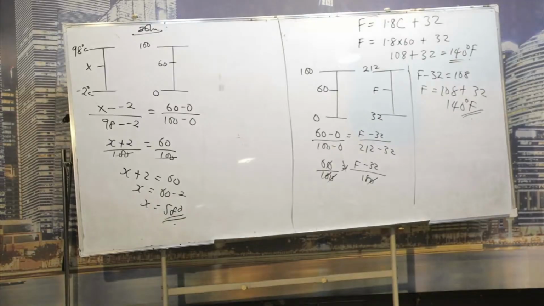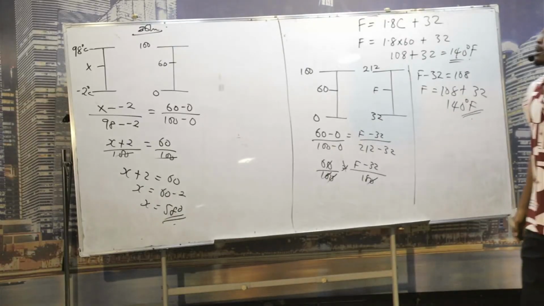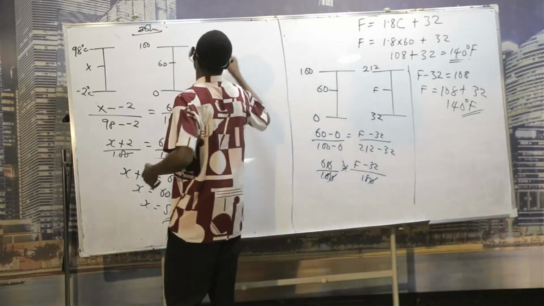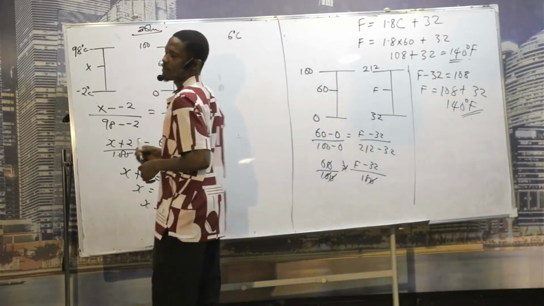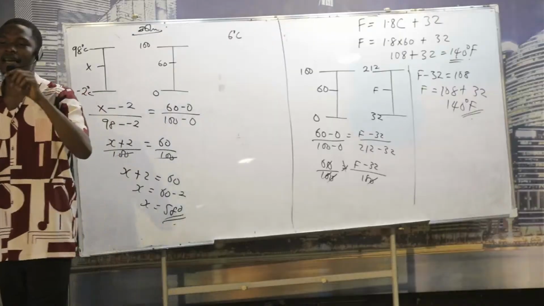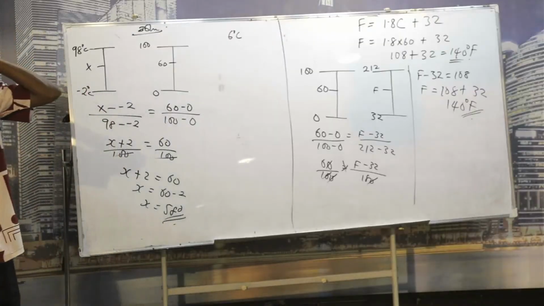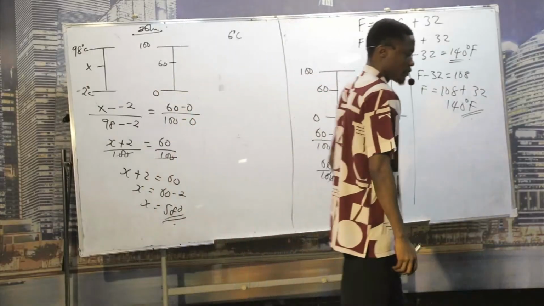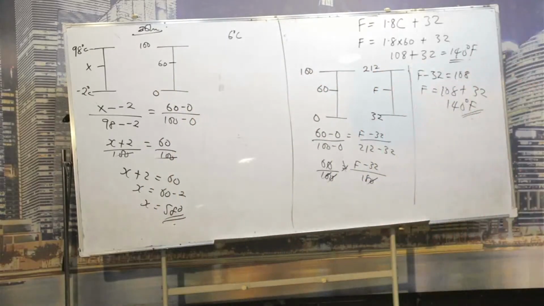A faulty thermometer records 6 degrees C at steam point. Sorry, at ice point. A faulty thermometer records 6 degrees C at ice point.